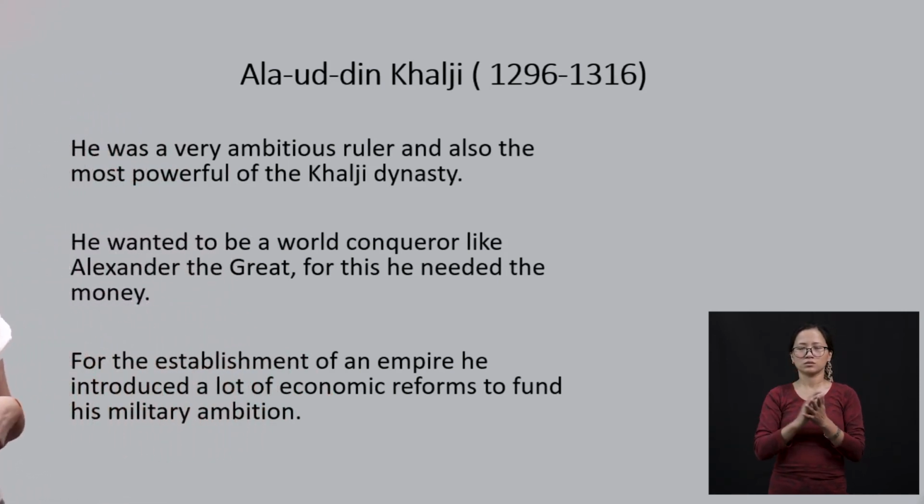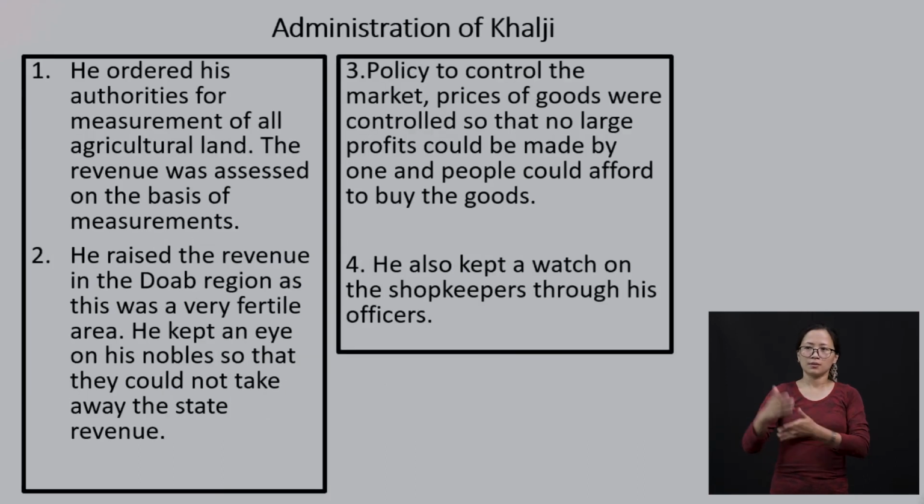He's very famous. There was a movie, and I will tell you in the next slide what he is famous for. So when he establishes an empire, he also introduced a lot of economic reforms because he wanted funds for his military ambition. So he ordered his authorities to measure all agricultural land. As they measured, the revenue also increased. Now he raised the revenue in the Doab region. Doab region is very fertile, and he made sure that when the nobles were collecting the revenue and putting it into the state treasury, they did not take it away for their personal use.